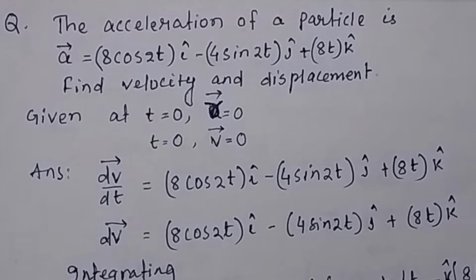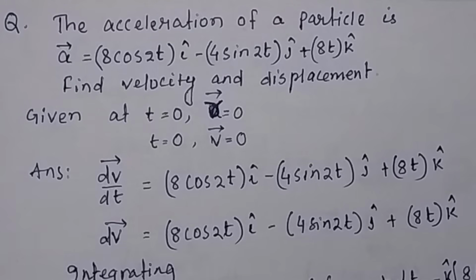The acceleration of a particle is a = 8 cos 2t i cap − 4 sin 2t j cap + 8t k cap, and you find the velocity and displacement of the particle using ordinary integral of vectors. The given condition is at t = 0, displacement r = 0, and at t = 0, velocity v = 0.